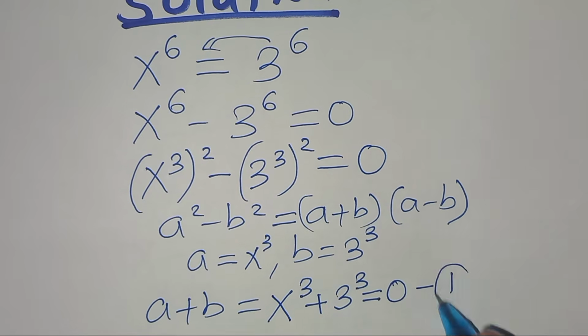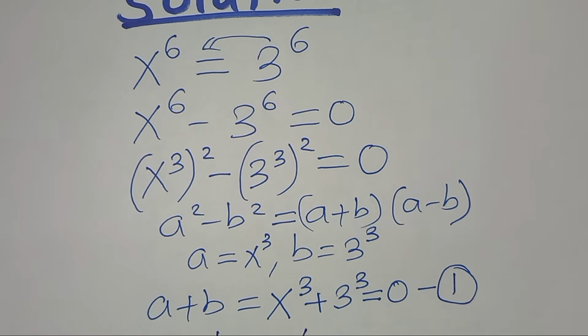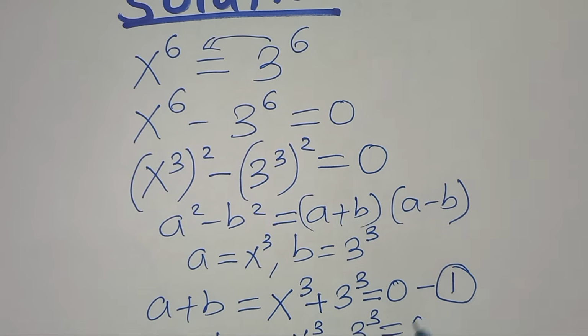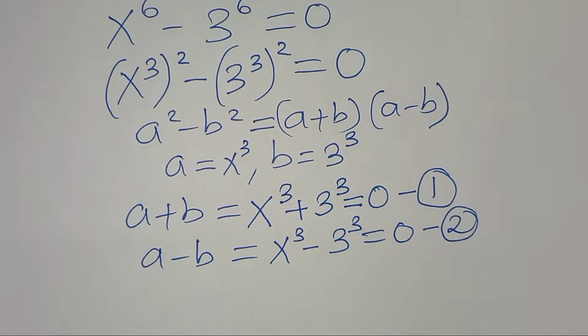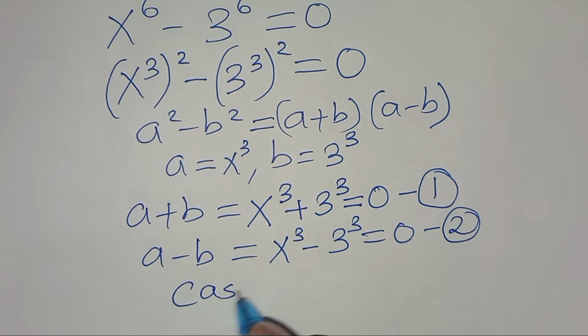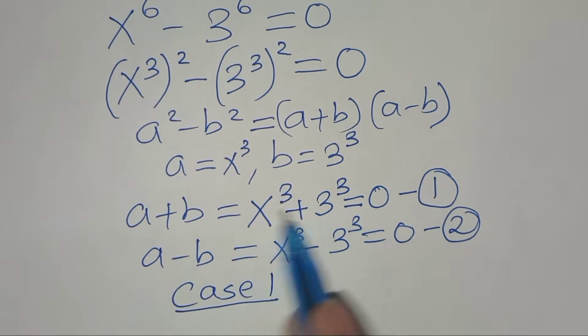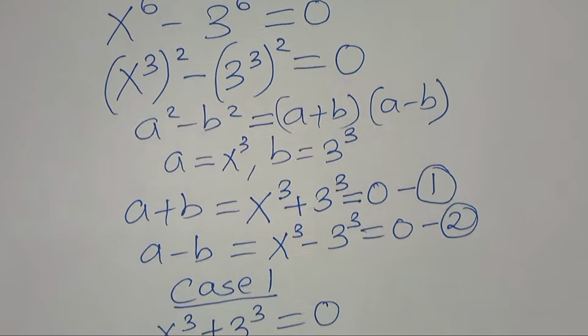Let's call this equation 1. Then we have a minus b, which is x to the power 3 subtract 3 to the power 3, equal to 0. Let's call this equation 2. So let's solve equations 1 and 2. Let's start with case 1. Here we have x to the power 3 plus 3 to the power 3, equal to 0.